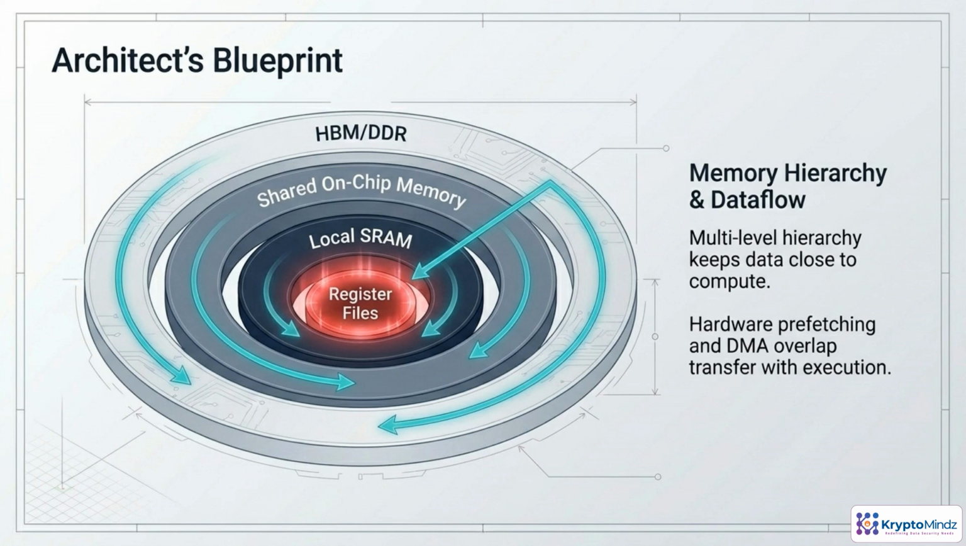Accelerator memory behaves like concentric speed zones around the compute units. At the center are registers and tiny SRAM. Extremely fast, but very small. Around that, shared on-chip memory feeds entire warps or cores. Further out, HBM or DDR holds full batches and model weights. The key is data flow. Move data inward just in time, reuse it as much as possible, and stream new data with DMA, so transfers overlap compute instead of stalling it.